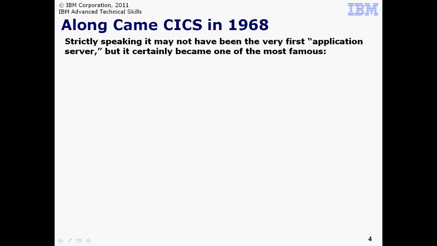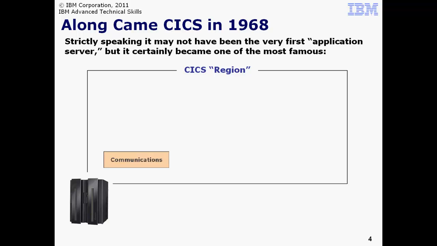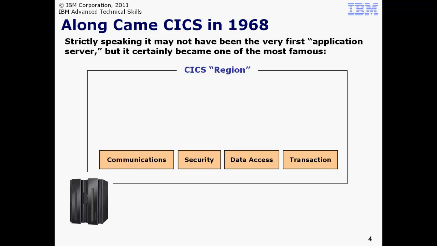In 1968, IBM released a product called Customer Information Control System, or CICS for short. Many see CICS as one of the very earliest examples of an application server. What made the CICS region different was that it contained a set of program subroutine functions built in. These included communications, security, data access, and transaction services for use by programs that ran in CICS.